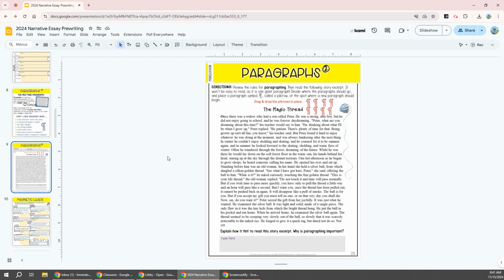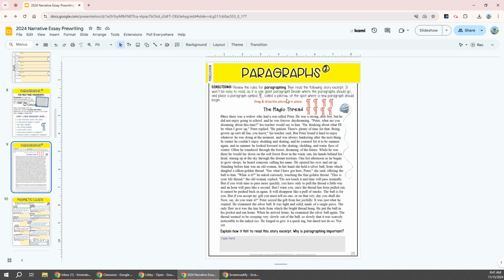If we take a look at page 9, slide 9 in our essay packet, this one says, review the rules for paragraphing, then read the following story excerpt. It won't be easy to read as it is one giant paragraph. Decide where the paragraph should go and place a paragraph symbol called a pilcrow at the spot where a new paragraph should begin.